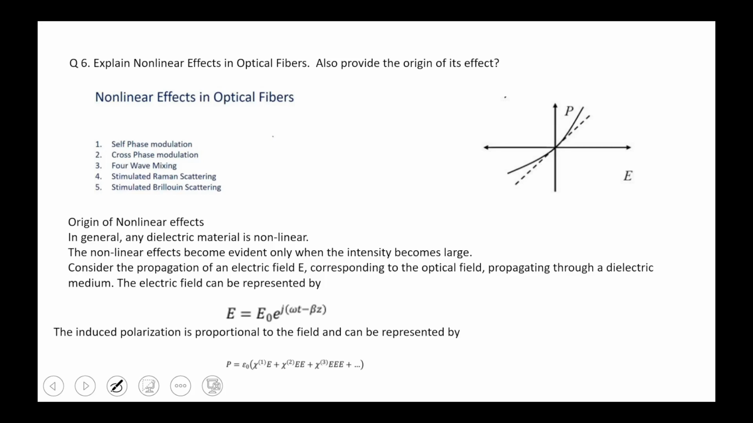So the origin of the nonlinear effect is the dielectric material. The fiber is made of dielectric material, and through this we get the nonlinearity. Nonlinearity becomes evident only when the intensity becomes large. Consider propagation of the electric field E equal to e to the power minus j (omega t minus beta z), where beta is the propagation constant, omega is the frequency, and t is the time. So this is the electric field I have already mentioned in the diagram. The polarization of the electric field in the optical fiber is given by epsilon naught times chi1 E plus chi2 E squared plus chi3 E cubed.